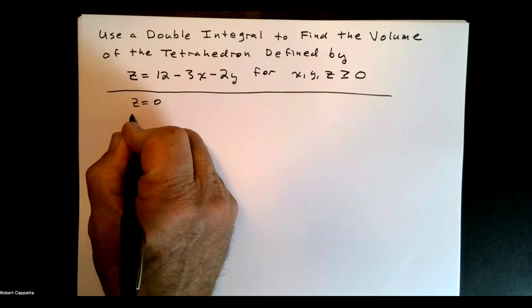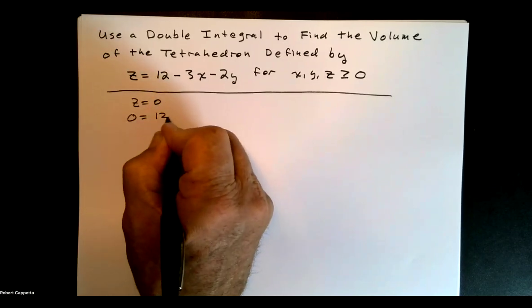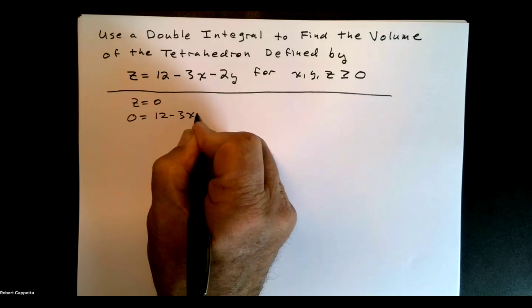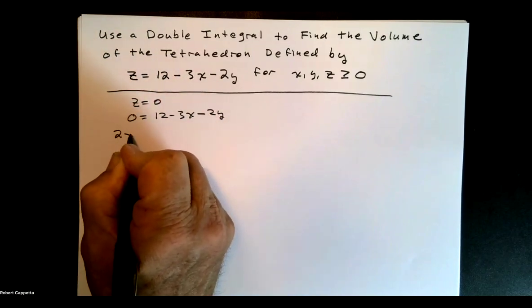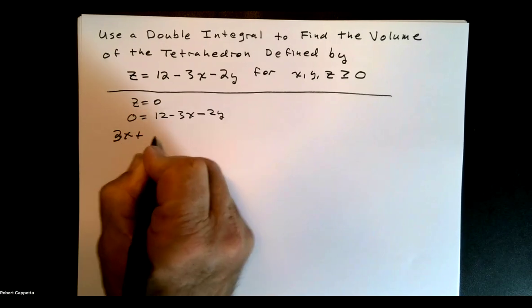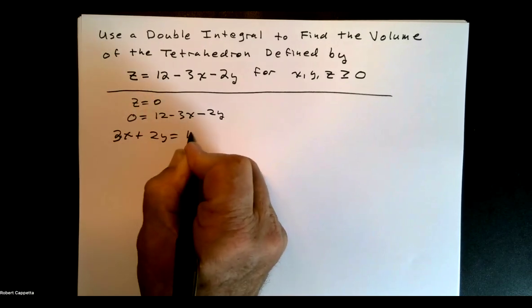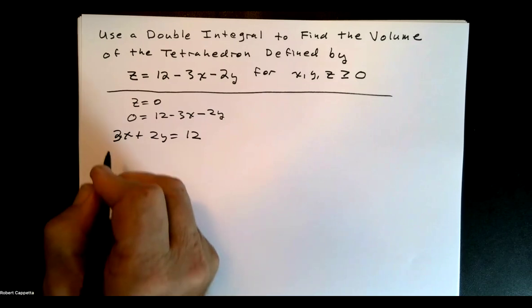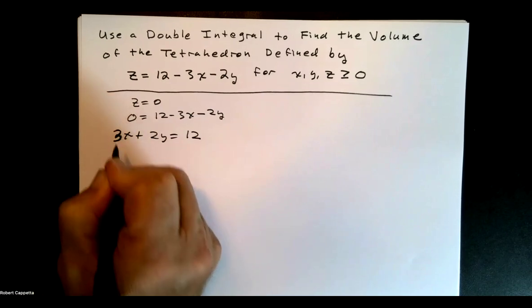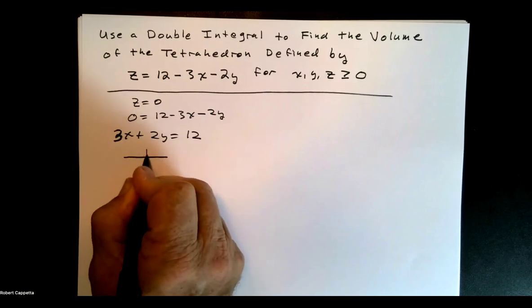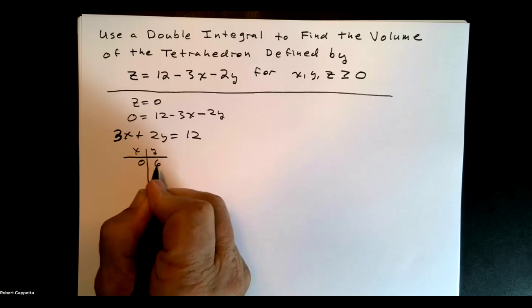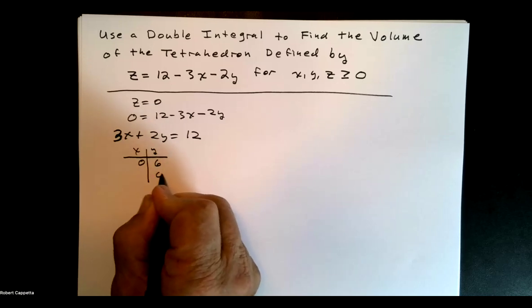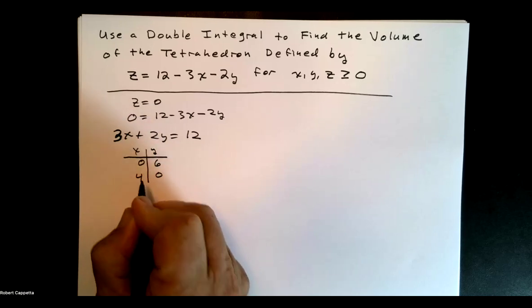So if z is 0, we have 0 equals 12 minus 3x minus 2y, so 3x plus 2y equals 12. And let's consider the intercepts. What are we going to have? If x is 0, y would have to be 6, since 2 times 6 is 12. If y is 0, x would have to be 4.